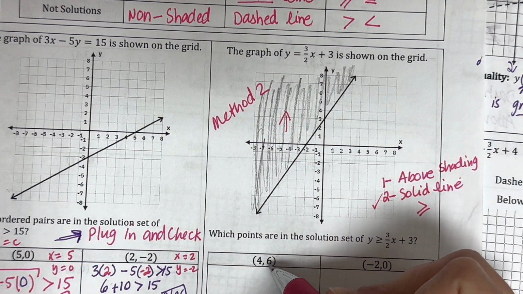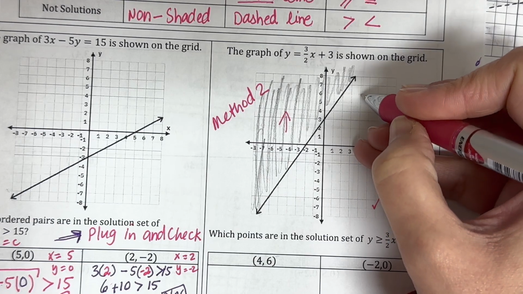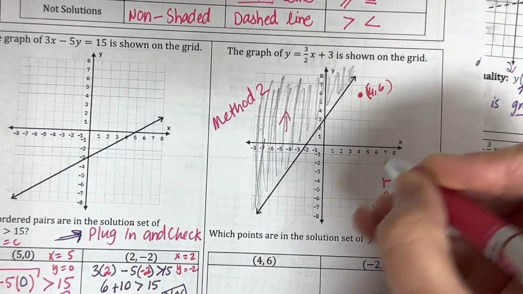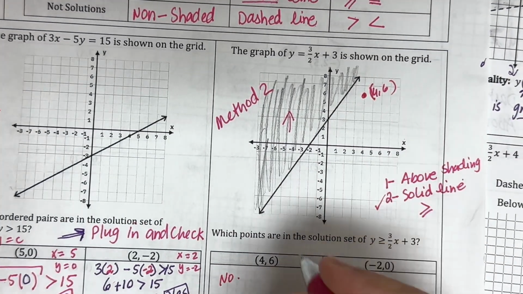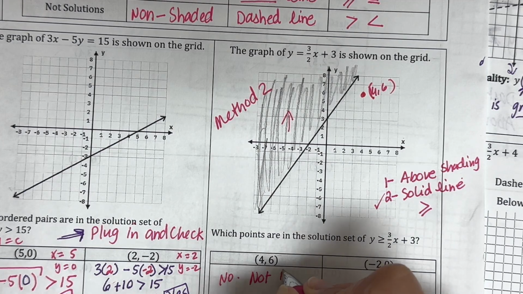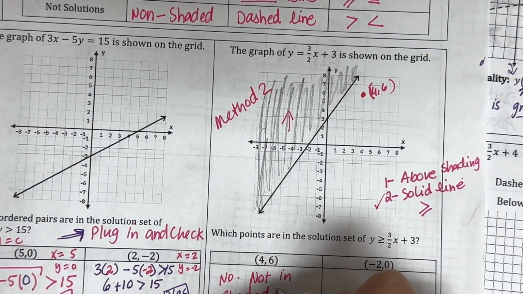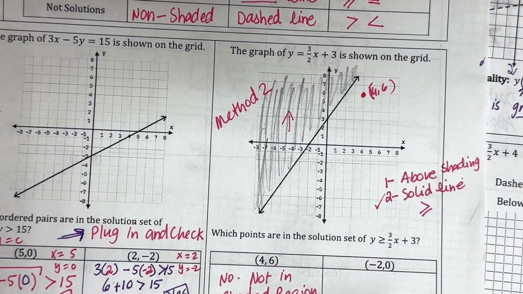X is 4, y is 6. So 4 comma 6 is over here. This is 4 comma 6. This is not in your shaded area, so no. It's not in the shaded region, so no. That's the reason.